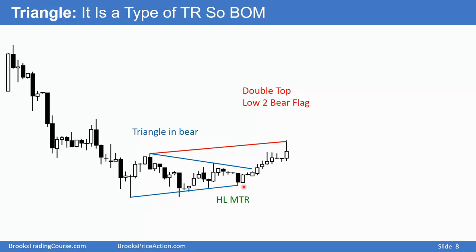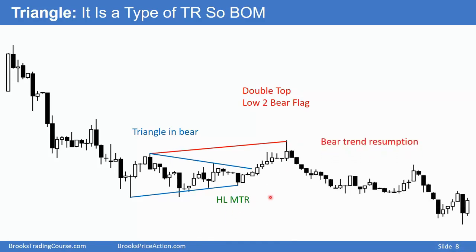For the bulls, a high or low major trend reversal or a triangle bottom, and for the bears, a double top bear flag or a triangle bear flag. And here we get a bull breakout. Up here, it still could be another sell setup. 2 legs up, 1 pullback, 2, it could be a large low 2 bear flag. And in fact, that's what it turned out to be. The bears got trend resumption down. Not a big bear trend, but they still got trend resumption down for about 30 or 40 bars.